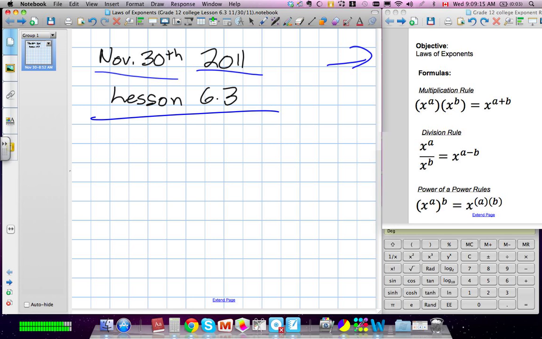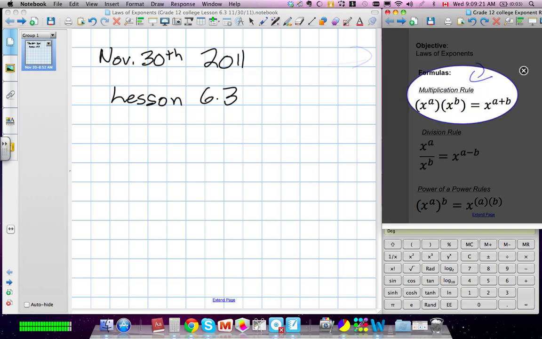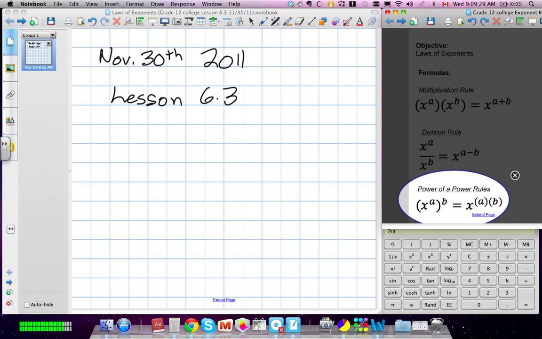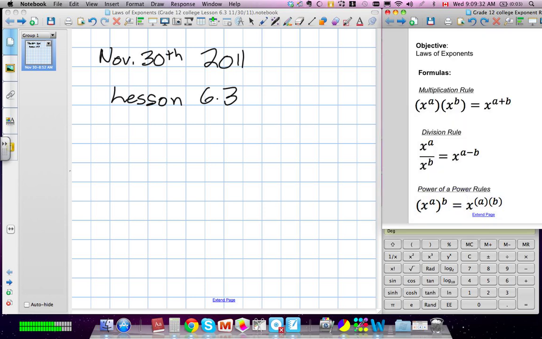So we have three major rules. The multiplication rule, a division rule, and a power of a power rule. Okay? These are the three major rules we're going to use to solve these questions. I'm going to go through 4 examples relatively quickly.